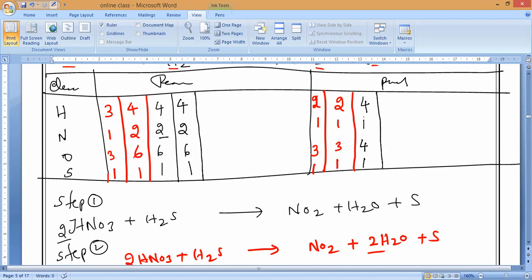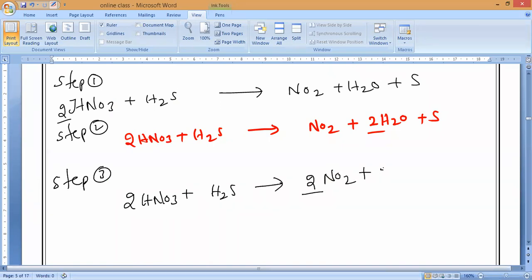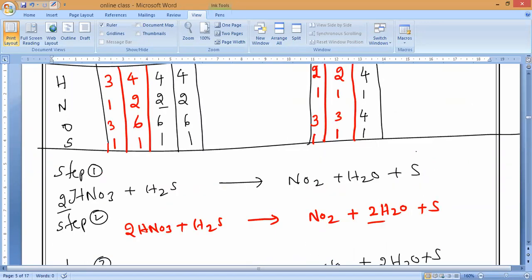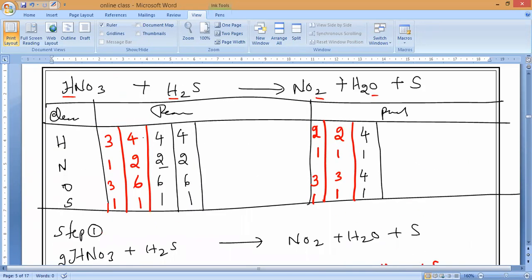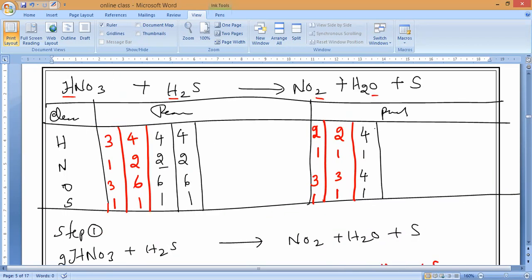Product side, what will become? Nitrogen 1 will become 2. So what will come, guys? Step 3. 2HNO3 plus H2S will give you, here I will multiply with what? 2NO2 plus 2H2O. Yes. Now reactant side, what will come? Nitrogen also we have to check. See, I try to balance nitrogen, but oxygen is also changing. Yes or no, guys?